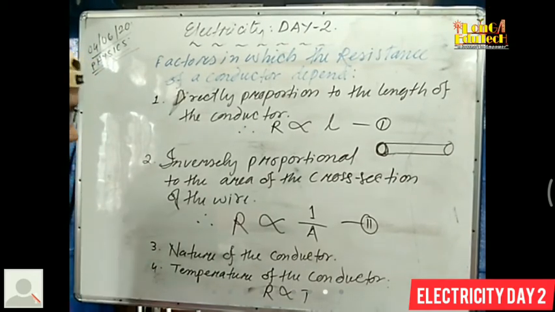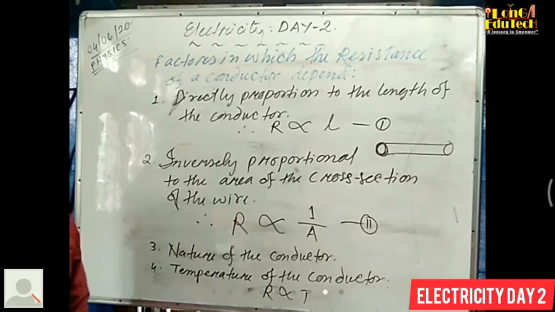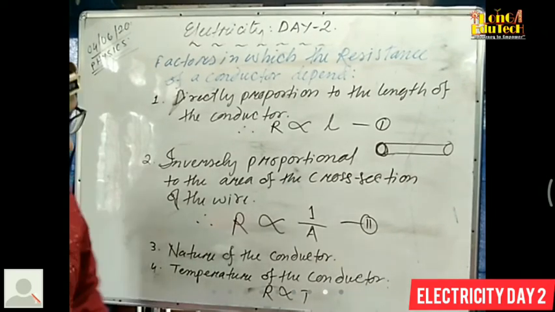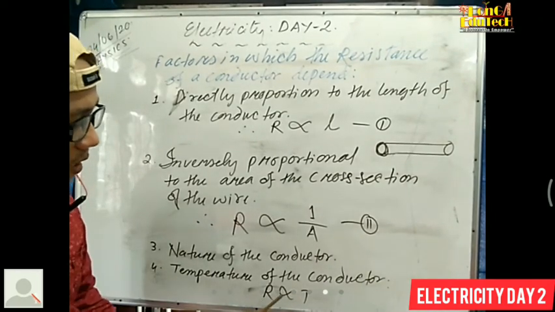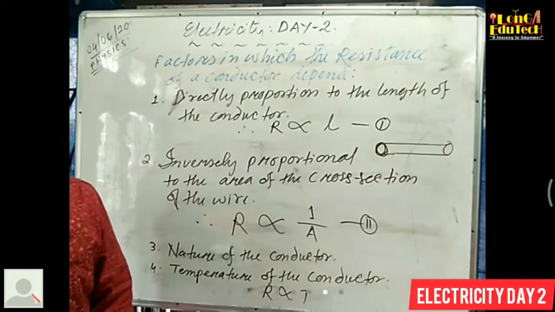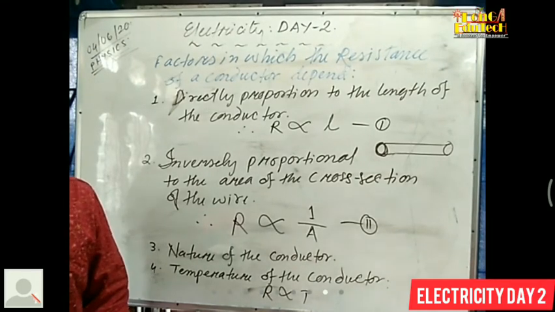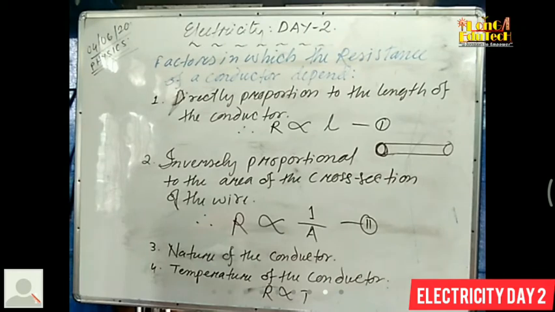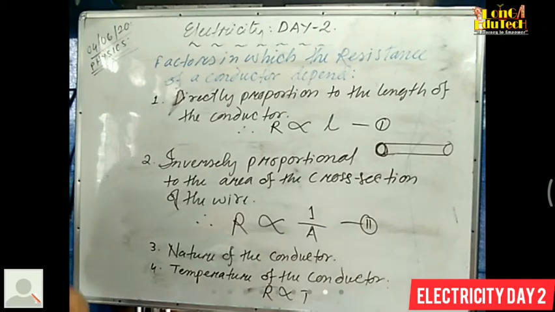And next is the temperature of the conductor. With an increase in temperature, the resistance of the conductor also increases. That's all. So this is all about the factors on which the resistance of the conductor depends.